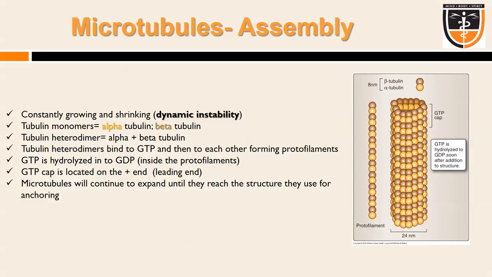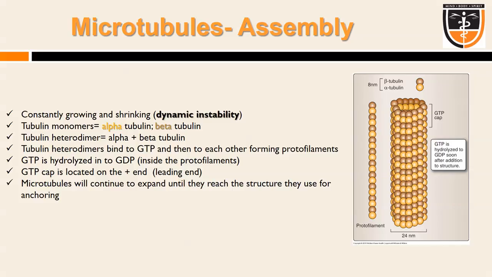Now when they bind, they will actually then bind to GTP, guanosine triphosphate. And now these heterodimers will bind to each other and form long protofilaments, as we see here. But there is a catch. As they are inside the protofilaments, the GTP will be broken down into GDP, guanosine diphosphate, and they will be kept in the center. However, the top, the positive end of the protofilament, will still have a GTP attached to the heterodimers. And this is known as a GTP cap.